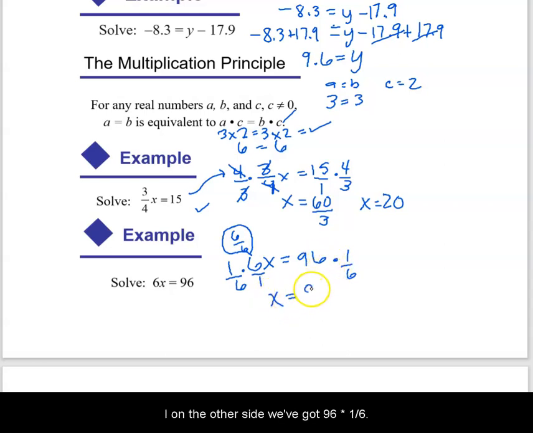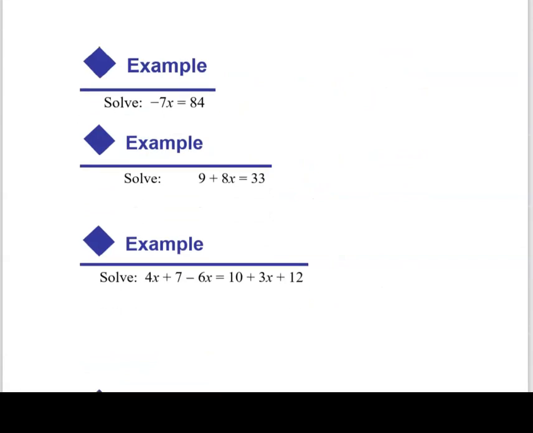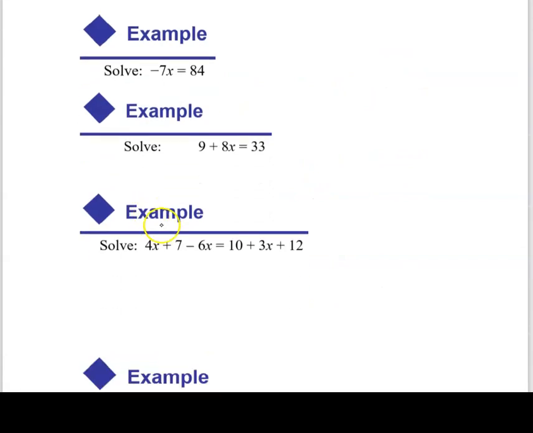Okay, and on the other side, we've got 96 times 1 over 6. Okay, then we would need to do 96 divided by 6 to find out exactly what the answer is. Okay, and it's going to be 16. Okay, we've got negative.